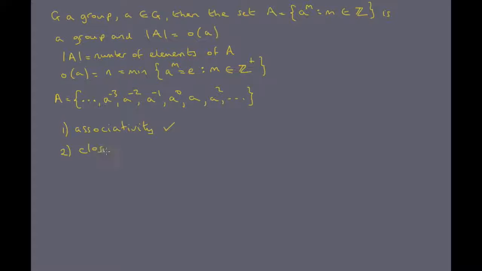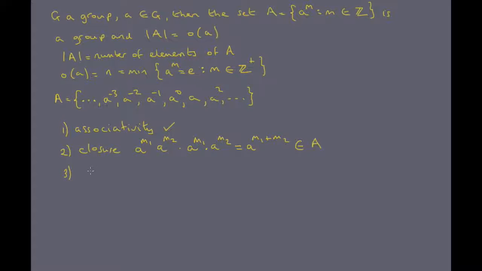Closure. Let's take two elements of A, so we'll have a to the power of m1, a to the power of m2. And we'll multiply these, so a to the power of m1 multiplied by a to the power of m2 equals a to the power of m1 plus m2. Now m1 and m2 are both integers, so certainly m1 plus m2 is an integer, so we can say that little a raised to the power of m1 plus m2 is in the set big A.